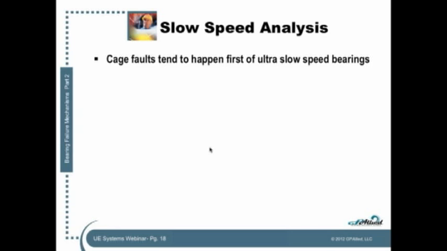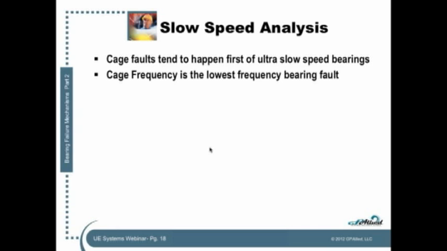The cage tends to be the first thing that gets damaged in ultra slow bearings, and that has to do with the rollers sliding instead of rolling through the load zone. When they slide instead of roll, the cage winds up having to push the bearing, and it's not designed to do that. So the cage gets damaged quite easily, because most of the time the cage is made of brass or some softer material. The cage gets damaged first, and then the rest of the damage propagates later.